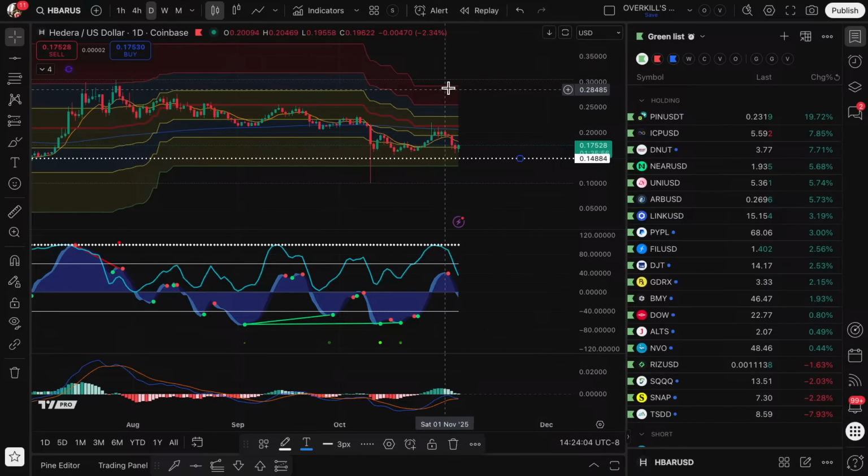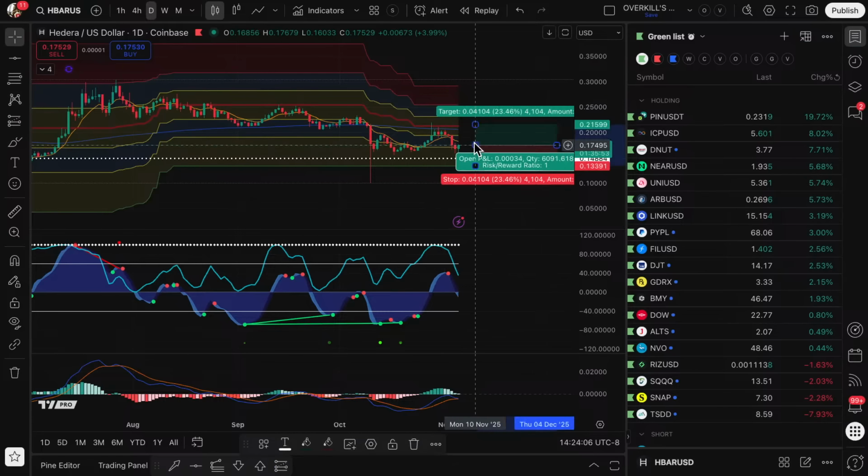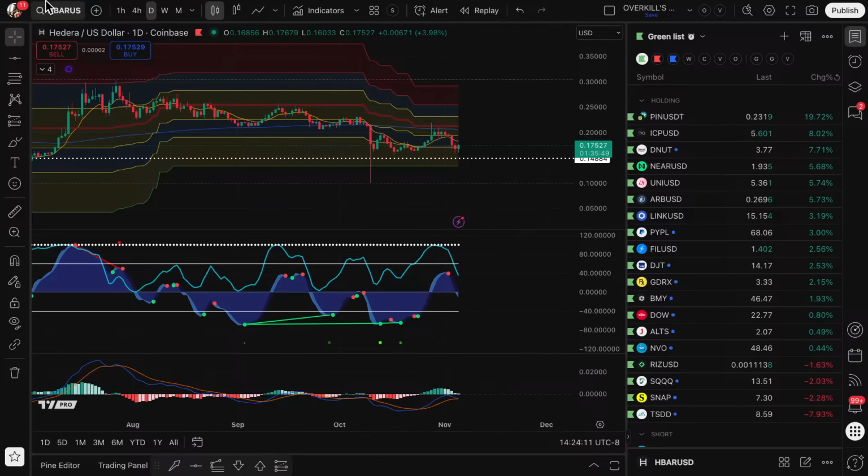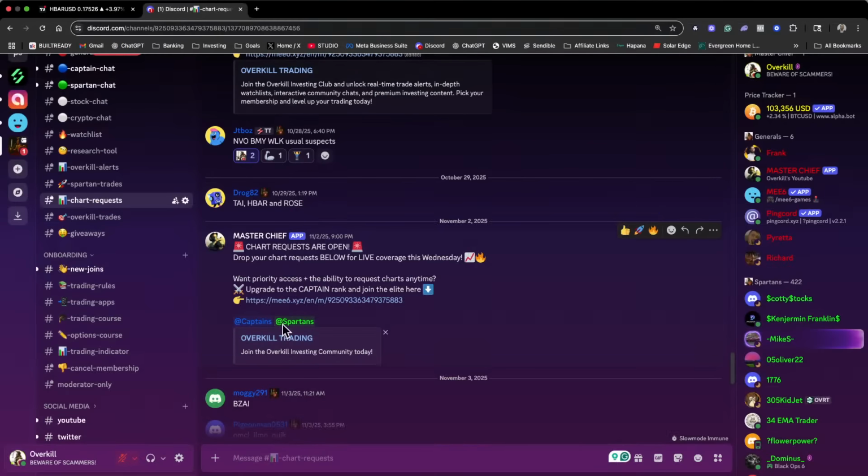So target on this is all the way up to 30 cents. If that hits 30 cents, that's a 62% move. So I would just use a stop loss right there at 15 cents.